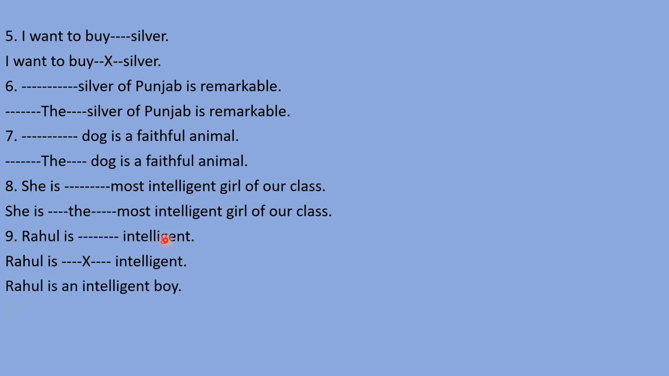Clear? See this: if I say Rahul is an intelligent boy, we have used an for boy because boy is a noun here. But in the earlier sentence there is no noun after the word intelligent, so it is an adjective. For an adjective there is no need to use any article. In Rahul is an intelligent boy, the article is used for the noun boy, but intelligent is an adjective.